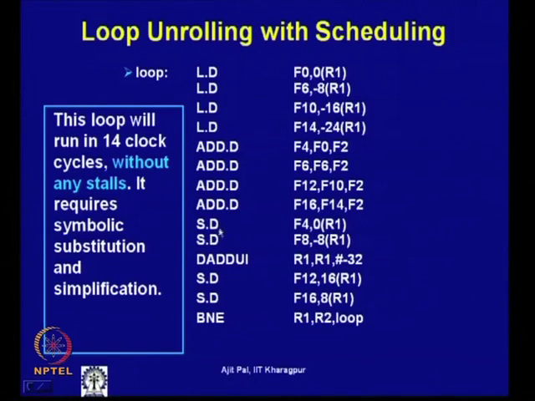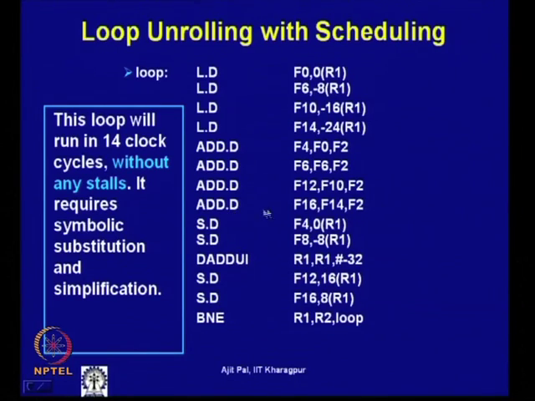Similarly, whenever you store the data, the store you are performing here, and the F4 load that was done here, are separated by several instructions, 1, 2, 3 instructions, and the second load is also being performed. After this, the second data load is done here again, and the subtraction operation, which is the loop manipulation operation, has been shifted.